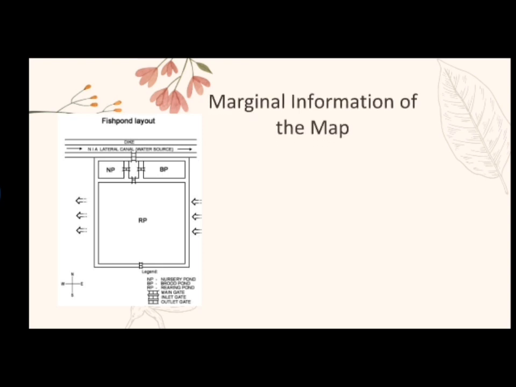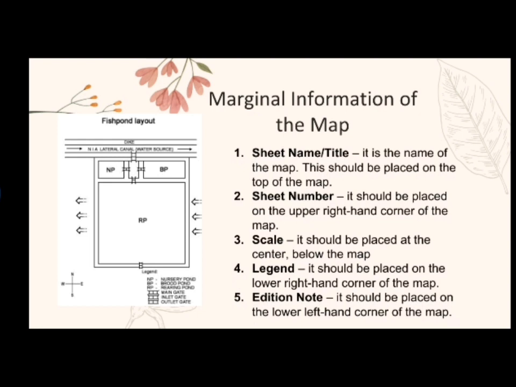So let's go to marginal information of the map. The sheet name or title is the name of the map. It should be placed on the top of the map. So the sheet name is placed at the very top of the map.